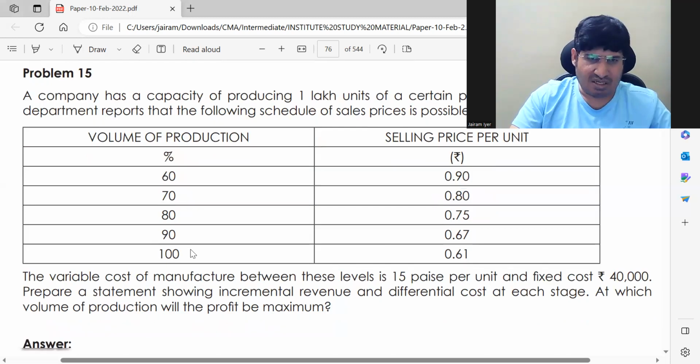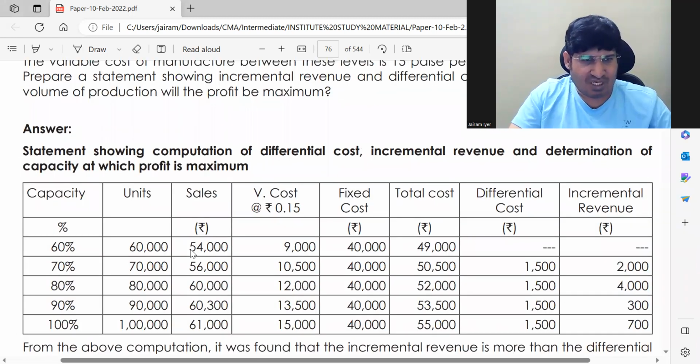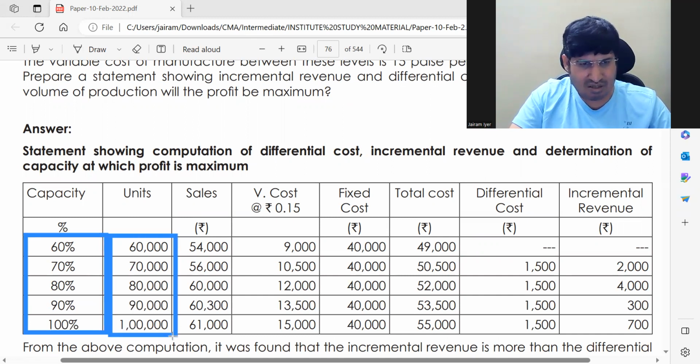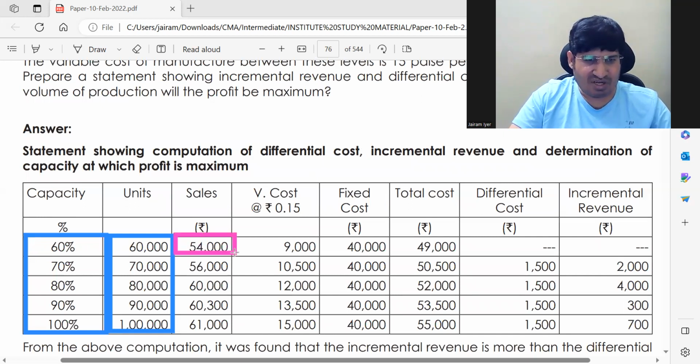And then we will talk about that. Now here are our capacities. These are the units. And then we have the sales. How did we get this sale? For example, for the first one, 60,000 into 0.9, if you do, you'll get 54,000. Same thing you have to do for the rest. This is how we got the sales.